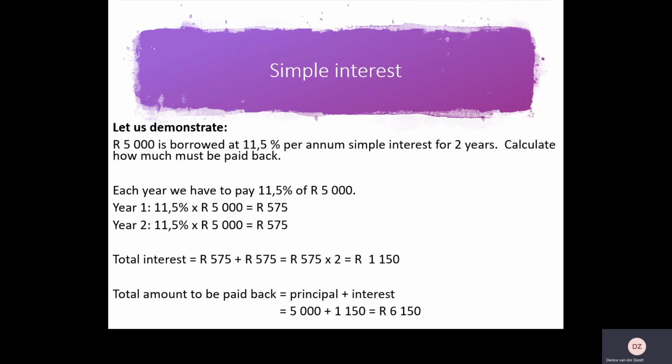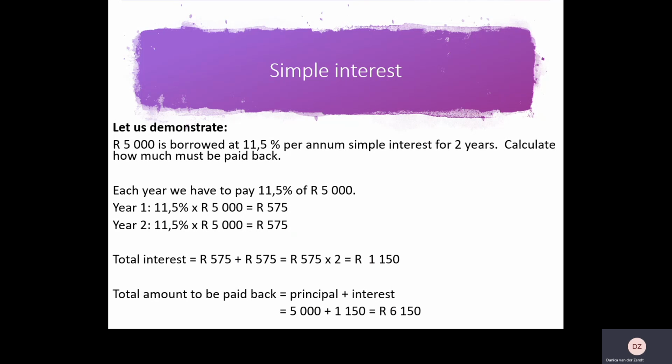Okay. So let's demonstrate. Let's see how this actually works with an example. 5,000 Rand is borrowed at 11.5% per annum, simple interest for 2 years. Calculate how much must be paid back in total. Each year we have to pay 11.5% of the 5,000 Rand. So 5,000 Rand times 11.5% is 575 Rand. That's how much I have to pay in year 1 for interest.